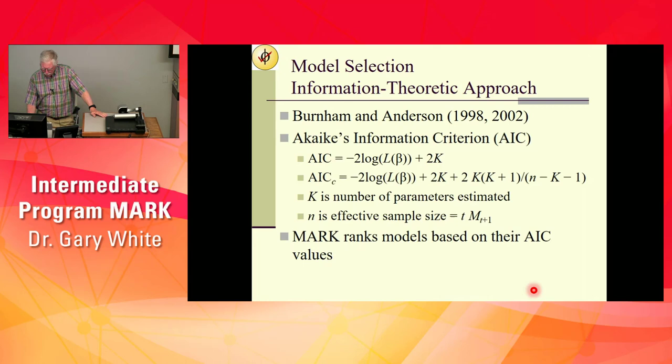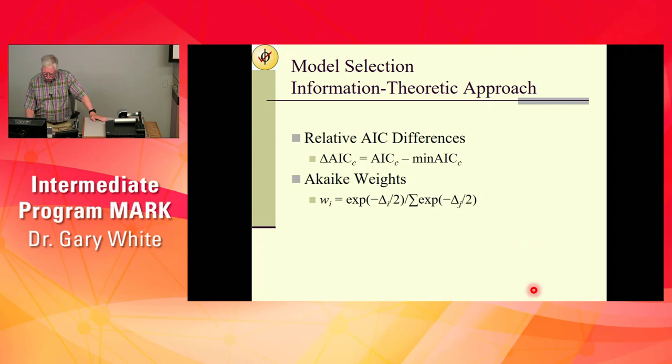Okay, model selection. We know all about model selection now. Akaike's information criterion, Mark ranks models based on their AICc values. I should have a C on there. We know about delta AICs. We know about Akaike weights.